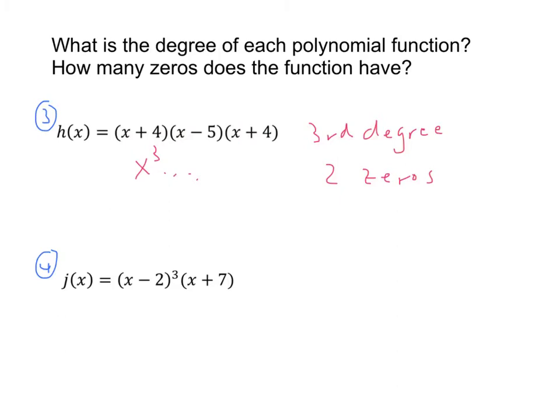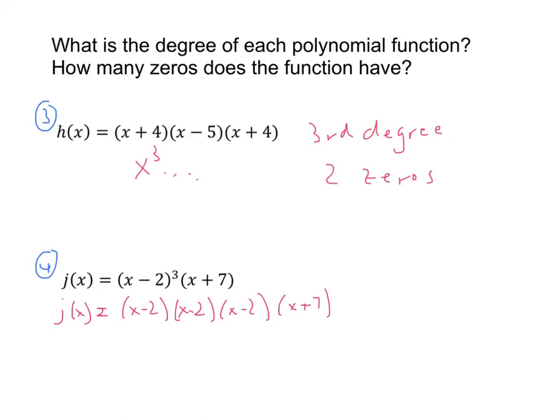What about this one? What about number 4? J of x equals x minus 2 cubed times x plus 7. Well, let's remember what this means. X minus 2 cubed, what does that mean? That means x minus 2 times x minus 2 times x minus 2 times x plus 7. All right, let's think about that. What's the degree, and how many zeros does it have?